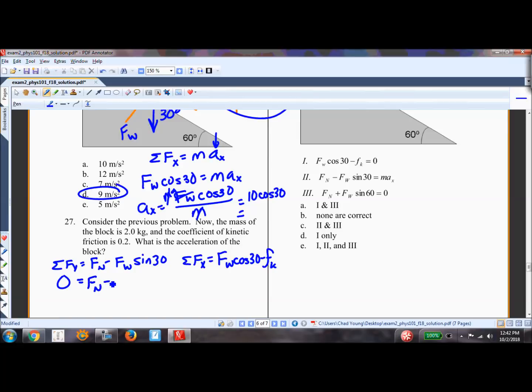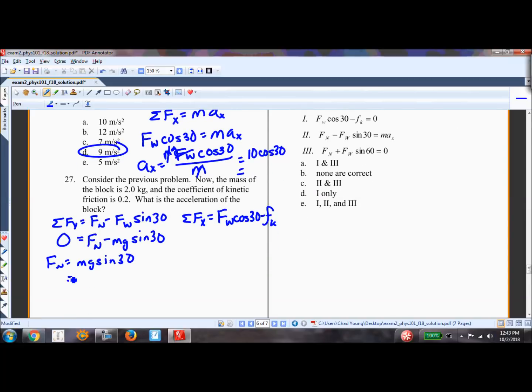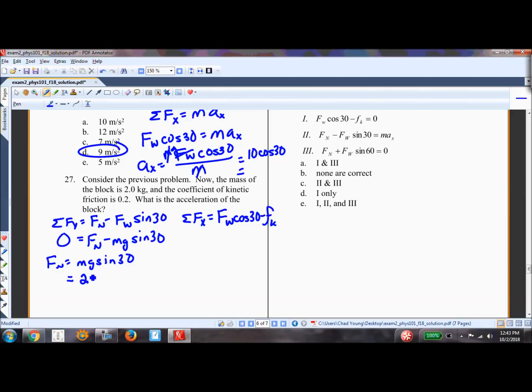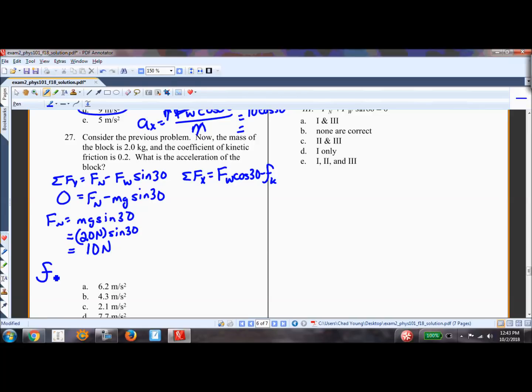The sum of the forces in the y direction is 0. It's equal to Fn minus mg sine 30. So Fn is equal to mg sine 30. mg, it's 2 kilograms times 10, that's 20 newtons, times sine of 30. So that's equal to 10 newtons. That's my normal force. Then once I know my normal force, I can go ahead and find my kinetic friction. It's going to be mu k times the normal force, 0.2 times 10, that's equal to 2 newtons.